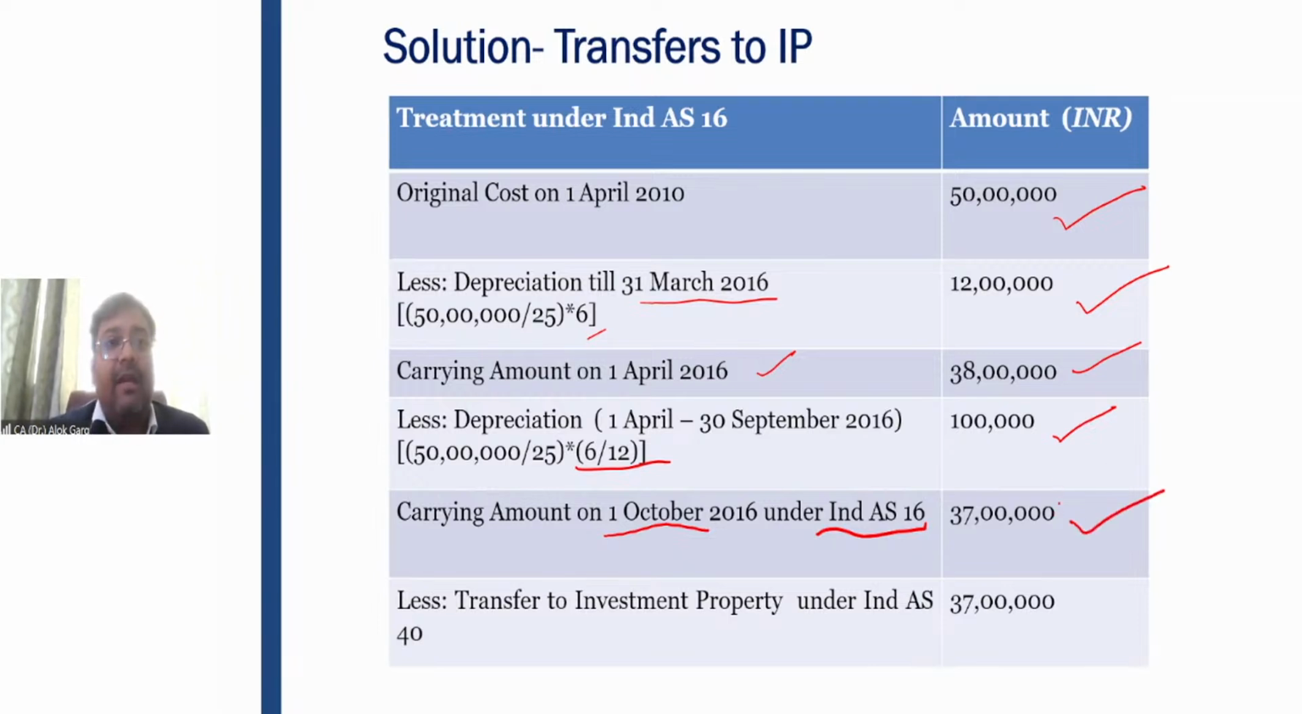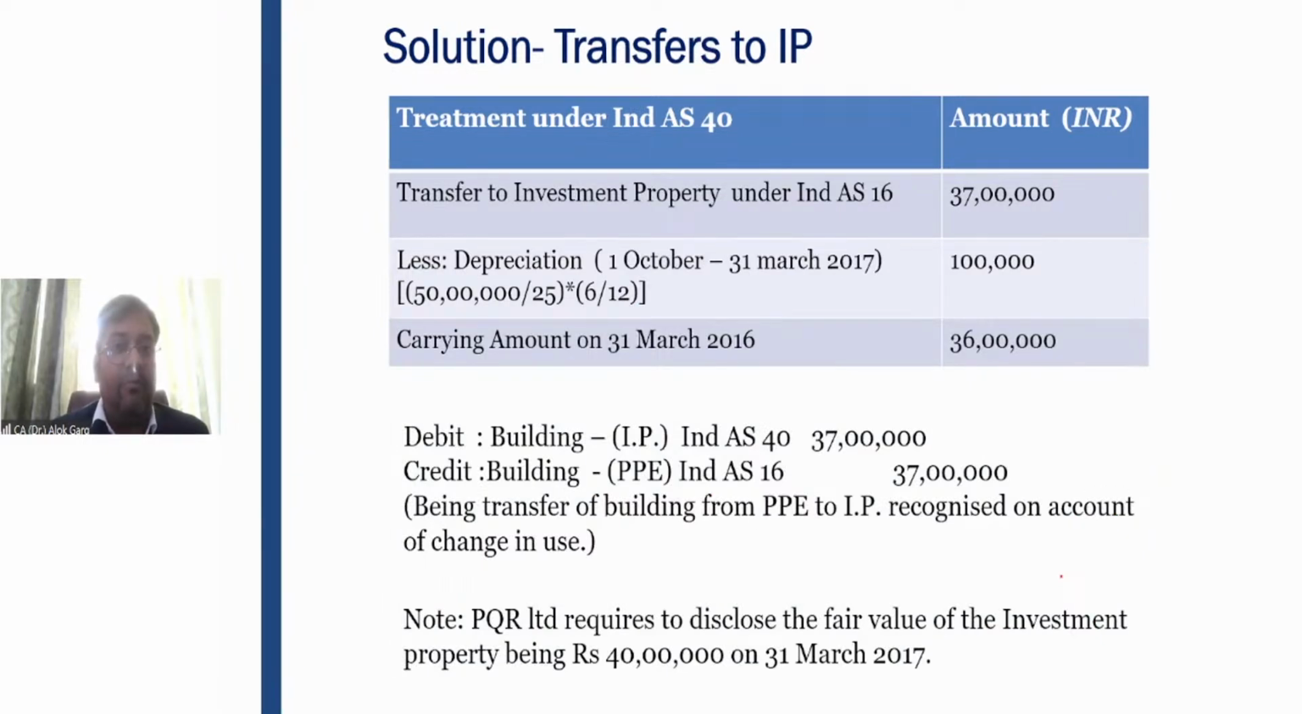This carrying value under Ind AS 16 will become the opening value under Ind AS 40, right? So the transfer to investment property, from Ind AS 16 to Ind AS 40, will be at 37 lakhs. So what is the accounting entry? Debit IP account, credit PP, at what value? 37 lakh.